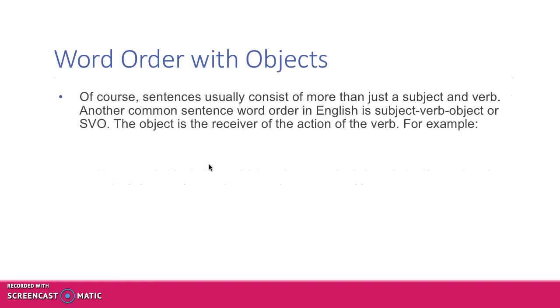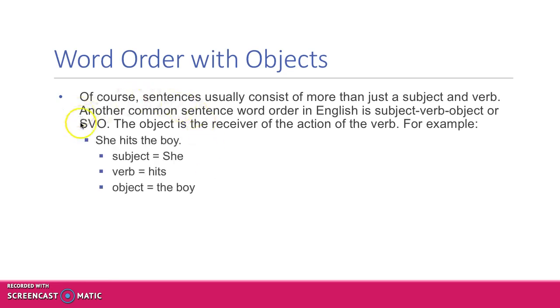Word order with objects. Of course, sentences usually consist of more than just a subject and verb. Another common sentence word order in English is subject-verb-object, or SVO. The object is the receiver of the action of the verb. For example, she hits the boy. So she is the subject, hits is the verb, the boy is the object. So the boy is receiving the action of the verb, hits.